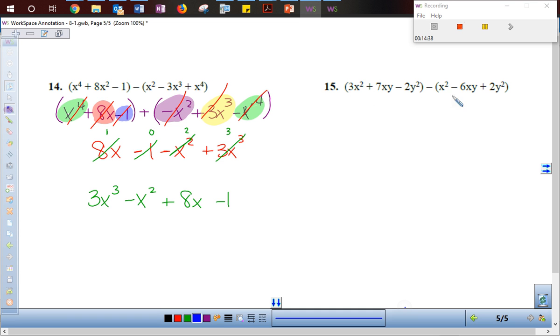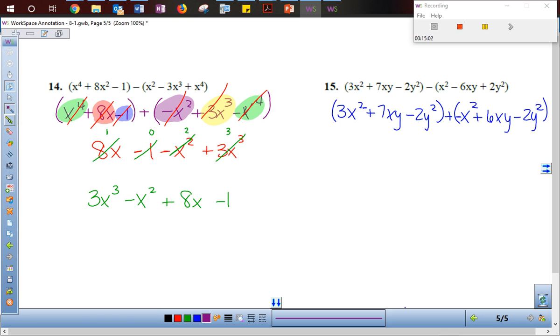On number 15, let's start by distributing that negative symbol throughout my second set. So I've got 3x squared plus 7xy minus 2y squared plus negative x squared plus 6xy minus 2y squared. Now I can combine my like terms. So I'm going to start with this 3x squared. Notice here I have a negative x squared that I can combine it to, and I'll be left with a 2x squared.